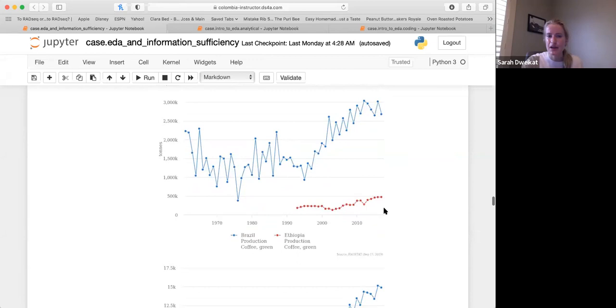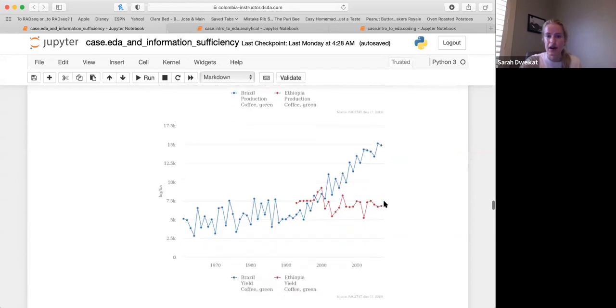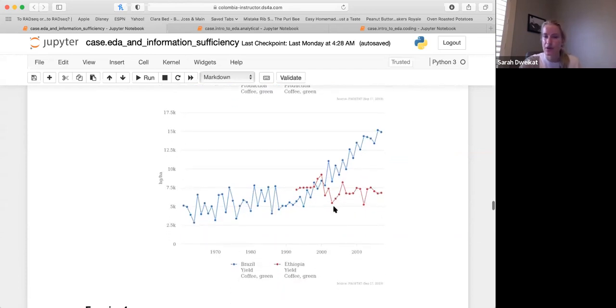The same, here we saw that the amount of coffee they were getting in Brazil was really variable, very up and down. And we don't see that here for Ethiopia. They are pretty consistent and rising slightly in terms of the amount of coffee that they're harvesting. And then yield is an okay comparison. It's kind of up and down over the years, and that was kind of the way it was for Brazil as well.